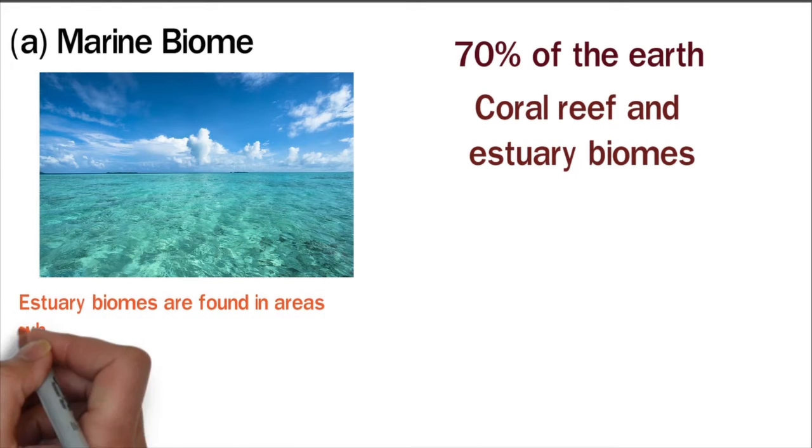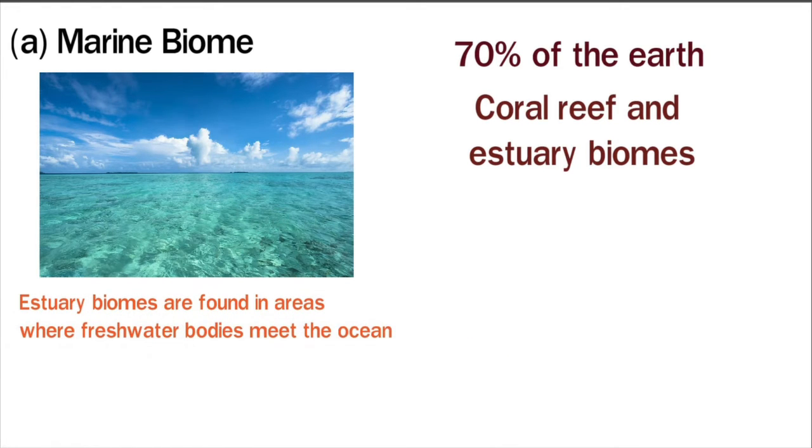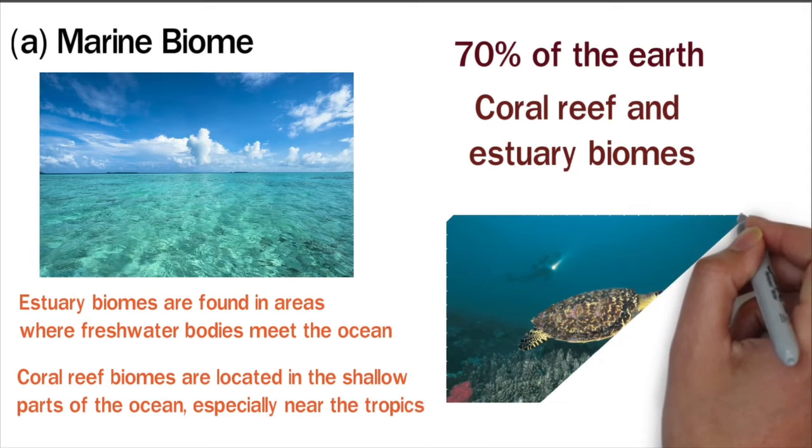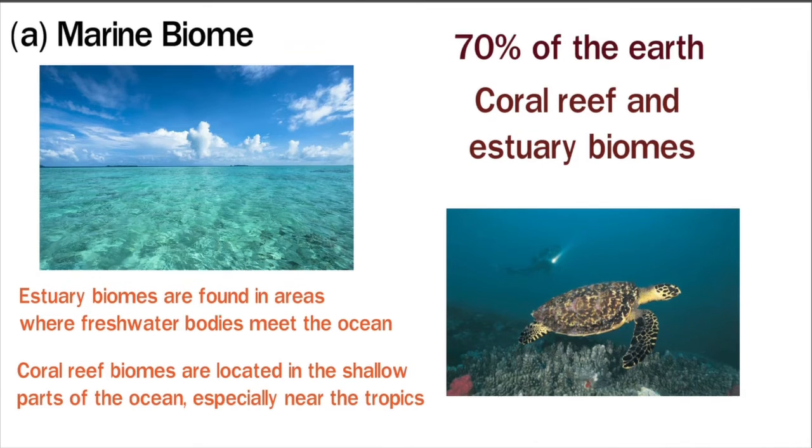Estuary biomes are found in areas where freshwater bodies meet the ocean. Coral reef biomes are located in the shallow parts of the ocean, especially near the tropics. Corals provide shelter to different species of marine animals. The sea turtle biome is mainly found around the corals.